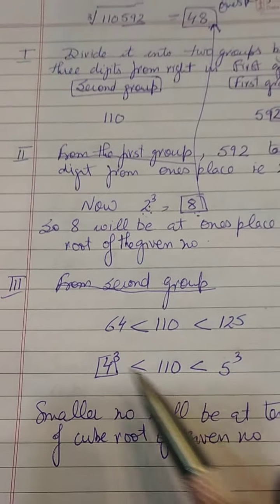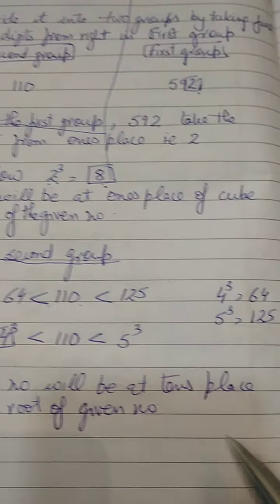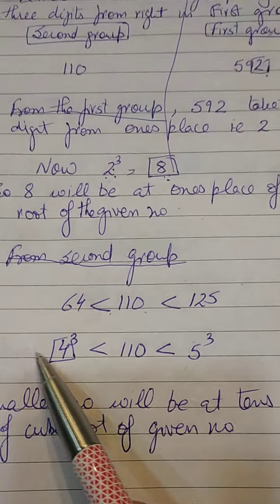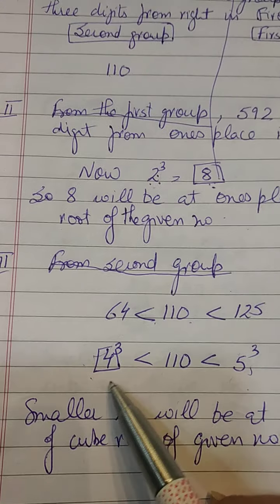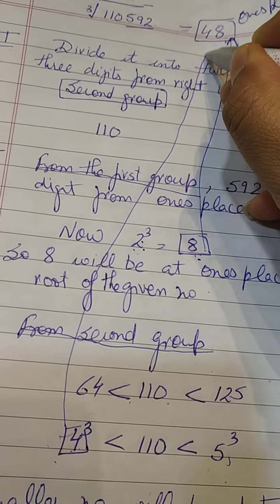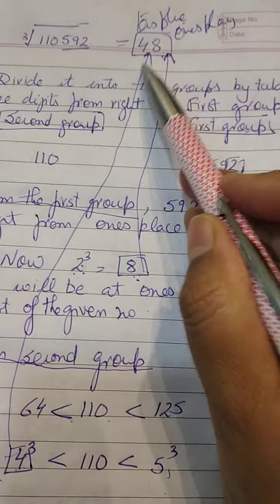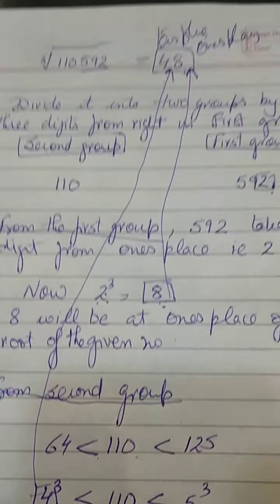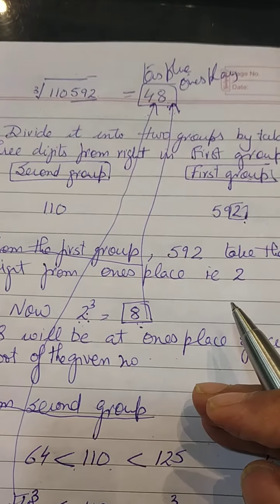Now, from the second group, the left number is 110. 110 lies between the perfect cubes 64 and 125. 64 is the cube of 4, and 125 is the cube of 5. In between these two numbers, 4 is the smaller. You take the smaller number to the tens place, and your required answer is 48. 48 is the cube root of 110592. I hope you understand the method to find the cube root of a given number by estimation.